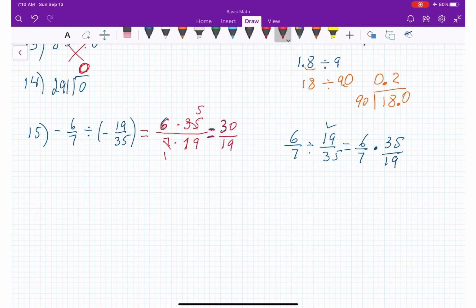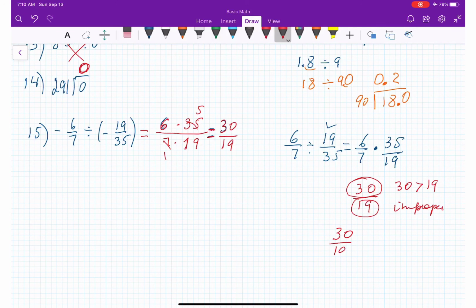Since this is an improper fraction, why is it improper fraction? Because 30 over 19, numerator 30 is greater than denominator 19. Therefore, we are calling it an improper fraction. Every time you have an improper fraction, which means the numerator is greater than the denominator, you have to convert the improper fraction into a mixed fraction. But in this problem, it doesn't say to convert into a mixed fraction. You are leaving it alone. How to convert it? Let me explain that also, just in case.